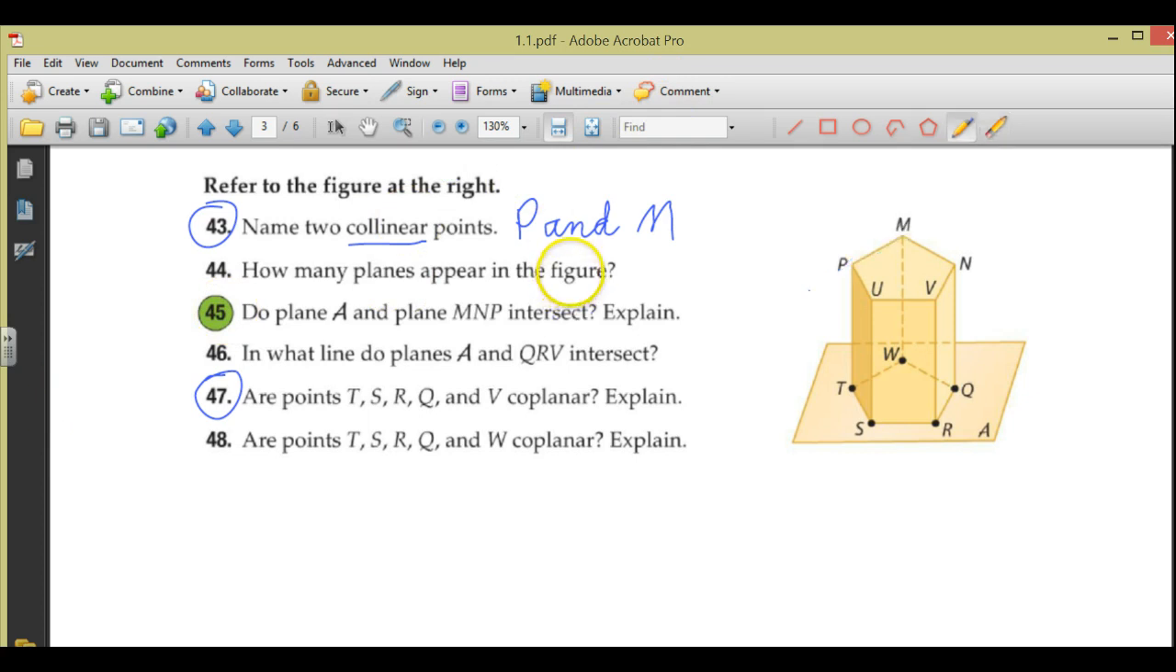Number 47, are points T, S, R, Q, and V coplanar? Explain. So T, S, R, and Q are coplanar, but V does not lie in the same plane as the other four. So our answer, even though four of them are coplanar, is no.